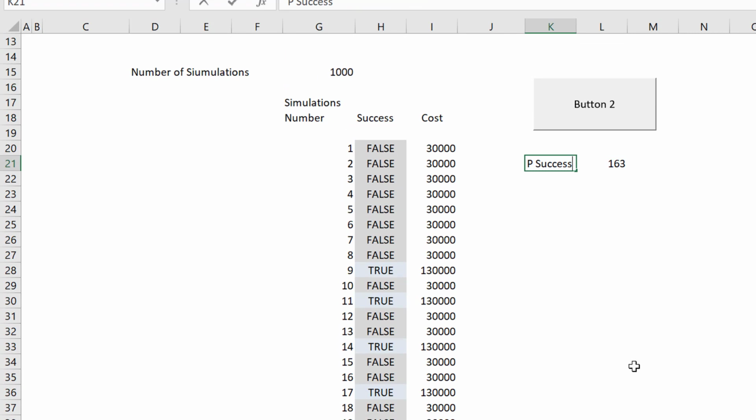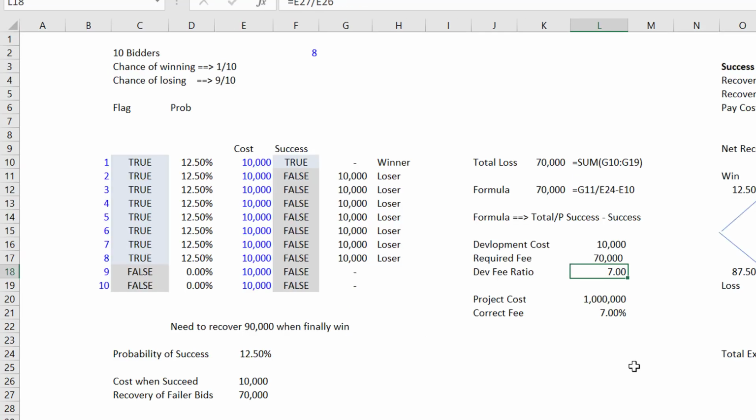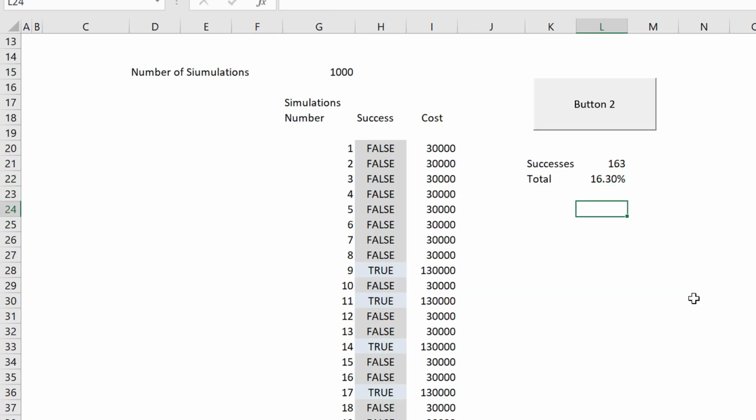So the successes, and then I don't know if I spelled that right, total. So we have a probability of success of 16%. We can start to put this in. This is our probability of winning. And then we have, well, then the probability of failure.